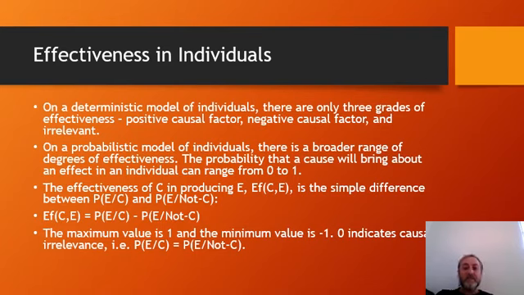So the effectiveness of C in producing E, we'll call that capital E, little f, for effectiveness, and then C, comma E. The effectiveness of C for producing E is just going to be the difference between the probability of E given C and the probability of E given not C. So we have our little calculation there. The maximum value will be 1, the minimum value will be -1, and then 0 will indicate causal irrelevance. 1 is a guaranteed positive causal factor, -1 a guaranteed negative causal factor, and if it's right in the middle, that's causal irrelevance.